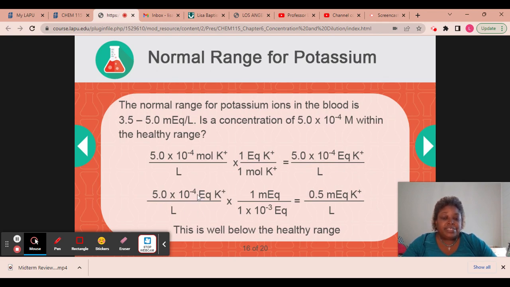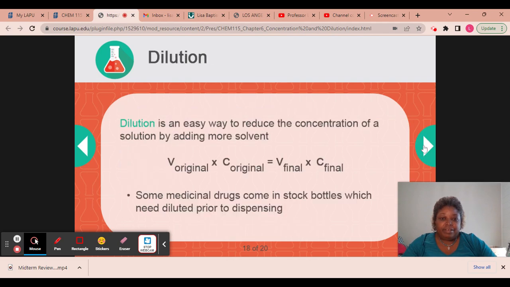So 5.0 times 10 to the negative 4 equivalents of K+ over a liter times 1 milliequivalent over 1 times 10 to the negative third equivalents. This is the equality that relates equivalents to milliequivalents. So you get 0.5 milliequivalents of K+ over a liter. So it's not within this range, and so it's below the healthy range. All right. So you have a couple examples there.